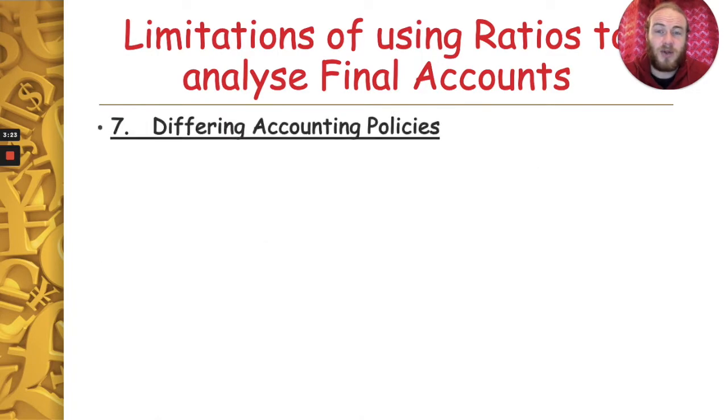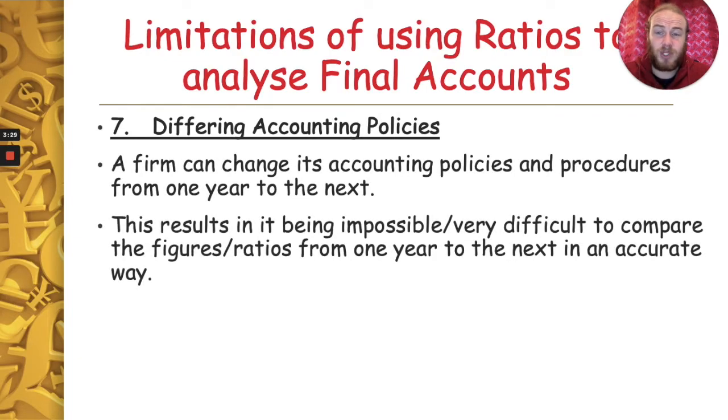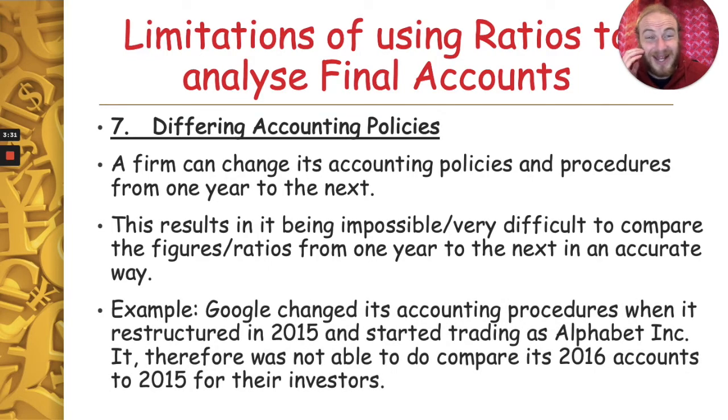Another thing to look at is different accounting policies. Firms from time to time will change their accounting policies and procedures from one year to the next. Once you change your accounting procedures or how you go about creating your accounts, it's very hard, if not impossible, to compare one year's figures with another year's figures. So trying to create ratios from one year to the next can make it fairly inaccurate and hard to judge.